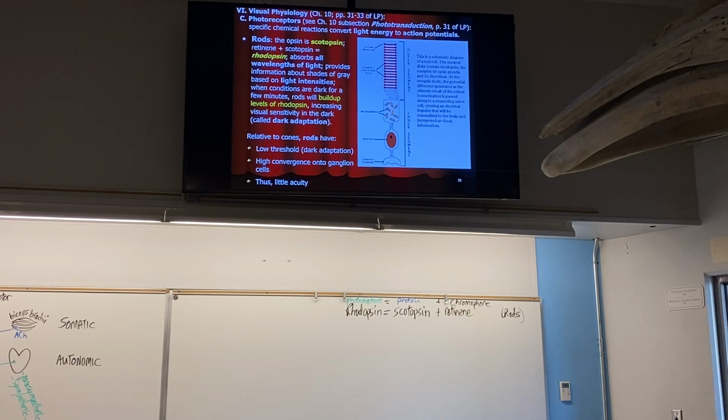First diamond means rods can activate with less light than cones. First diamond means less light needed. Second diamond is explained by the third one. When you have high convergence, we'll talk about that later, it's not a sharp image, less visual acuity.